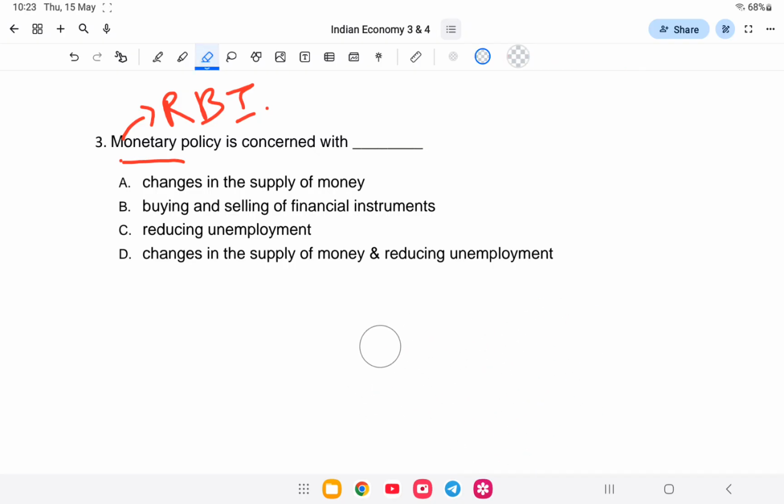So monetary policy is related to kya is it a changes in supply of money, buying and selling of financial instrument, reducing unemployment, changes in the money supply and reducing unemployment. So what is the answer?